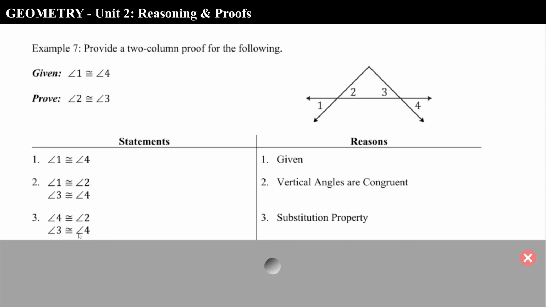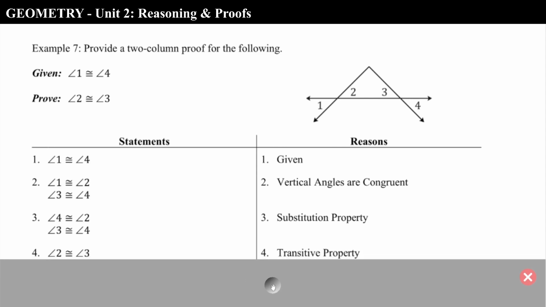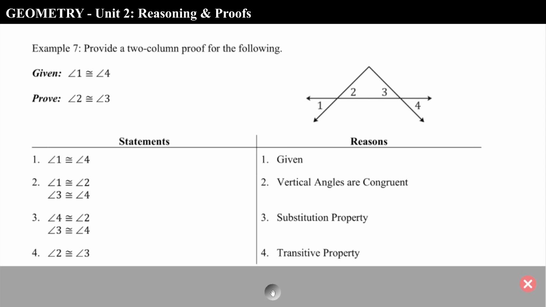angle 4. Well, if we read it this way, angle 3 is congruent to angle 4, and angle 4 is congruent to angle 2, so therefore angle 3 must be congruent to angle 2, or in other words, angle 2 is congruent to angle 3. And we use the transitive property to achieve that. And that concludes the proof for this one. So this one only took 4 steps, and that includes the given.